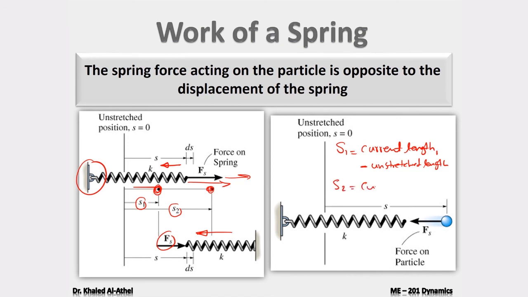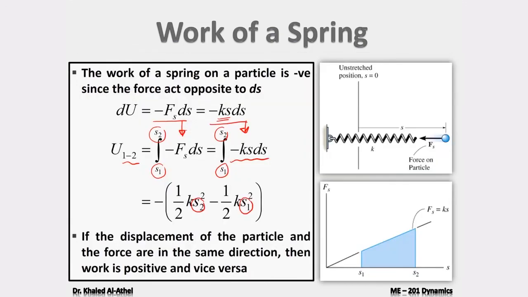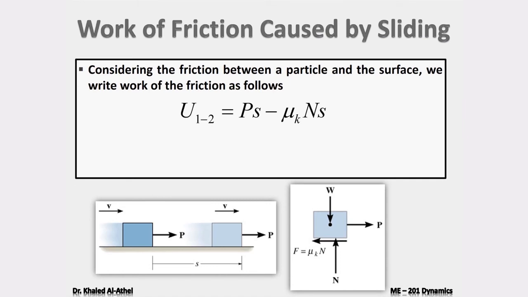Same thing with S2. It's the current length at position 2 minus the unstretched length. Now, some problems will give you the unstretched length and length 1, length 2, so you have to do the subtraction. And some problems will give you directly the amount of stretching or compression. That is S1 and S2, and we're going to have some examples.